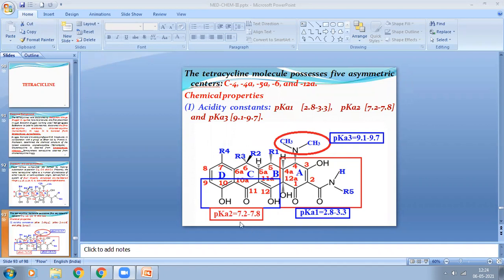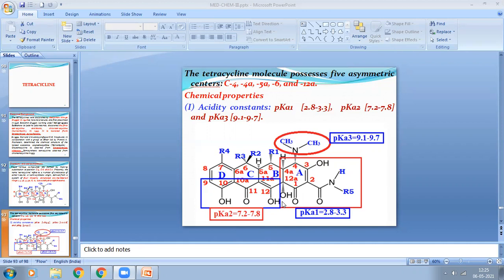Next, pKa2. I designated here pKa2. The pKa2 is basically responsible for the conjugated phenolic anion system between C10 to C12. You see, C10, C12, and here in the middle C11. That is C10 to C12.